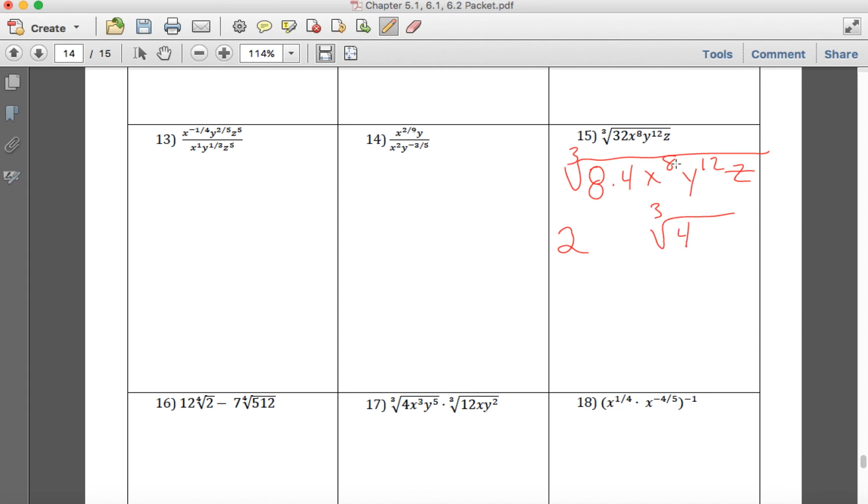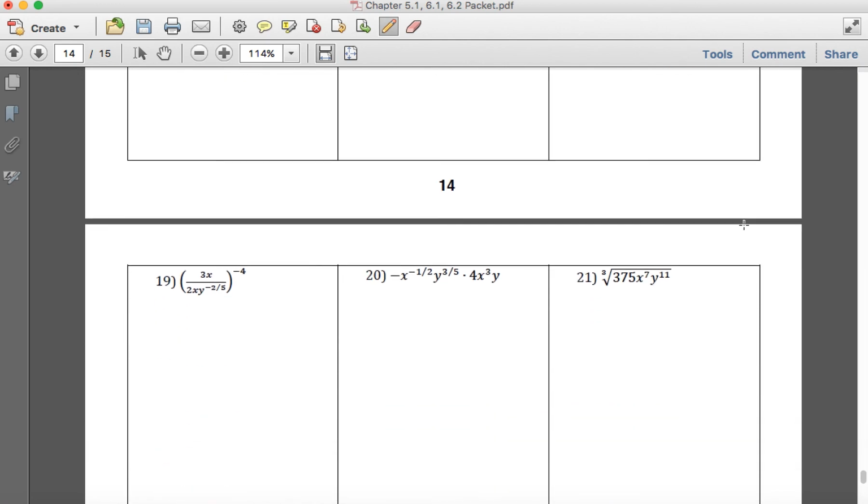Cube root of x to the 8th. There's 2 groups of x cubes I can bring out. Leaves 1 x squared in there. Y to the 12th, y to the 4th comes out. And then this stays as z.